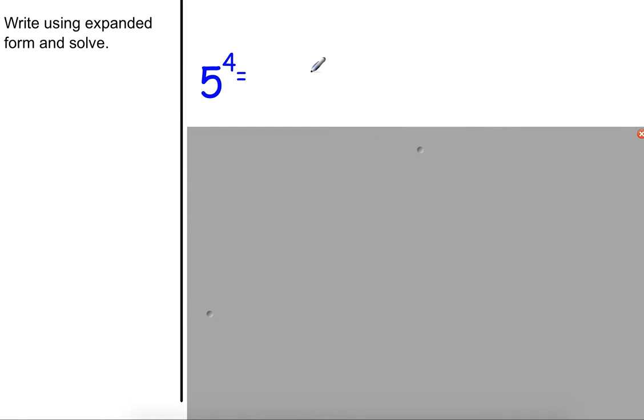So we're going to solve some. It says write using expanded form and solve. So how would we write this? We would go 5, and you can either use the multiplication symbol or you can use the dot. So 5, that's my factor, times 5 times 5 times 5, which would give me, and I'm fine with using a calculator here, so type it in, because it says and solve, 625.